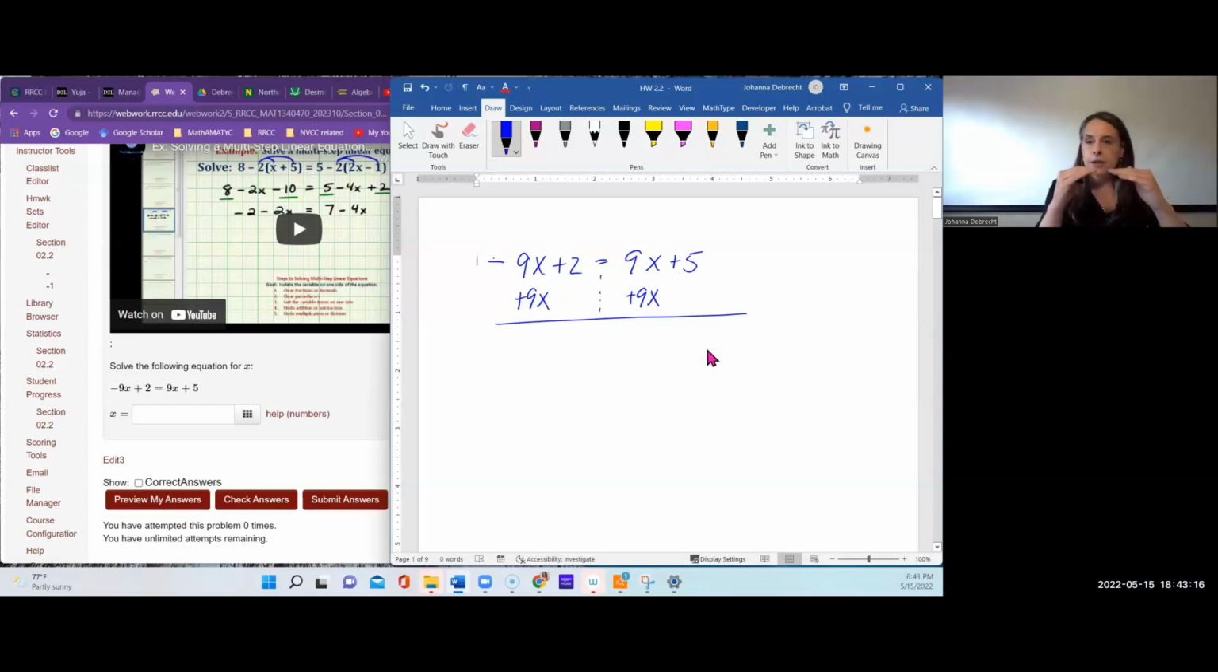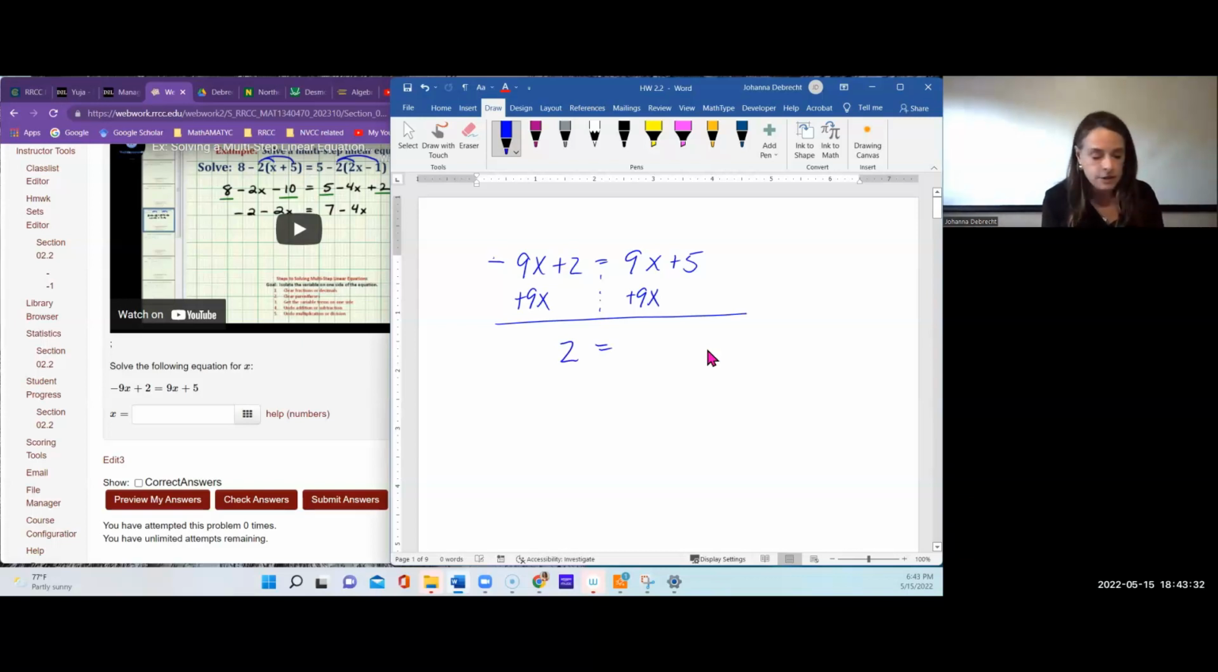Since I've done the same thing on both sides, they're going to stay balanced. It doesn't go out of kilter. And that means that the statement will still be true. Now, negative 9x plus 9x is 0, so I get 2 on the left equal to, well, these are like terms.